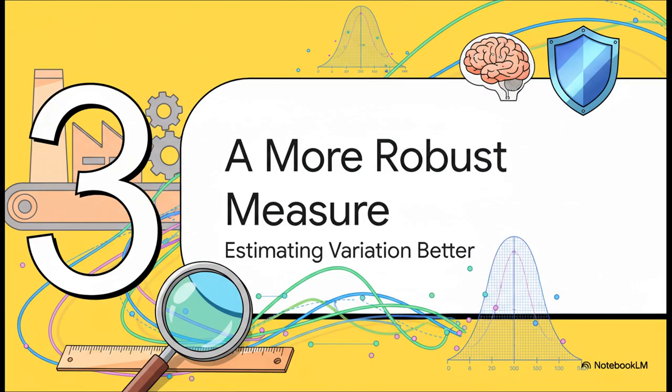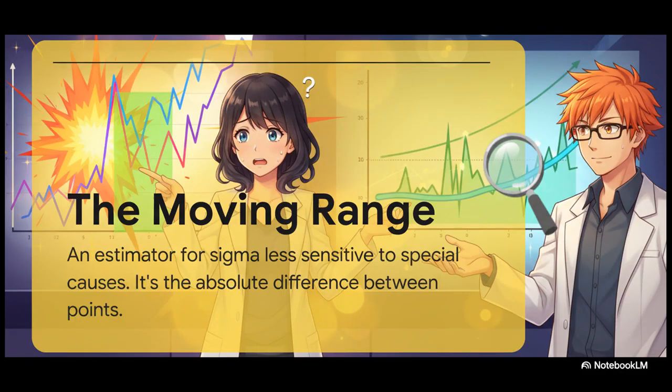And that brings us to a more robust measure. We need a way to estimate all this variation that isn't so easily tricked by those big, flashy outliers. And that method is called the moving range. Now, instead of looking at how far each point is from the overall average, the moving range just looks at the jump from one point to the very next one. It measures the gap between consecutive points, giving us a much better feel for the point-to-point jitteriness of the process.